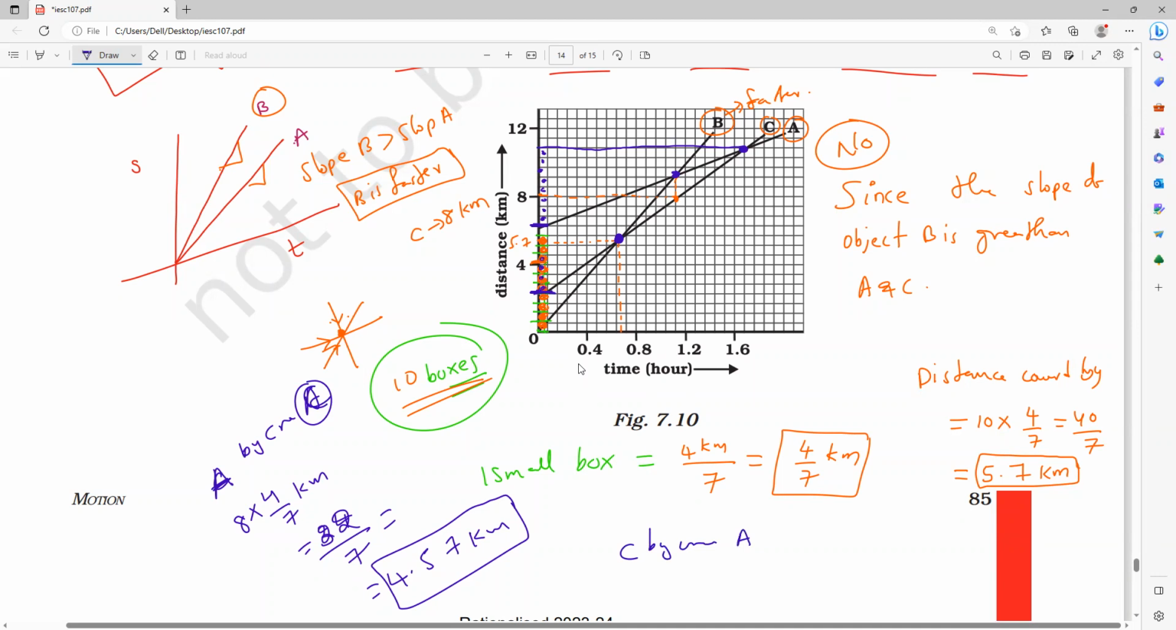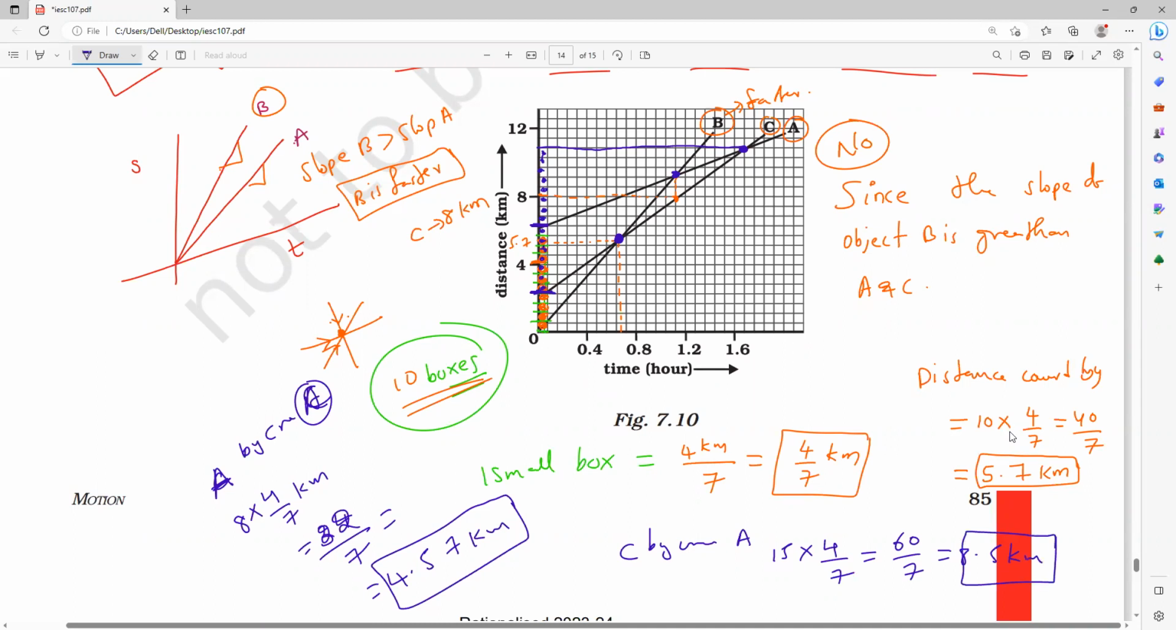1, 2, 3, 4, 5, 6, 7, 8, 9, 10, 11, 12, 13, 14, 15. 15, guys. Then 15 into what? 4 by 7. 4 by 7, how much is it? 60 by 7, how much is it? 8.5. 8.5 kilometers. Okay, guys.